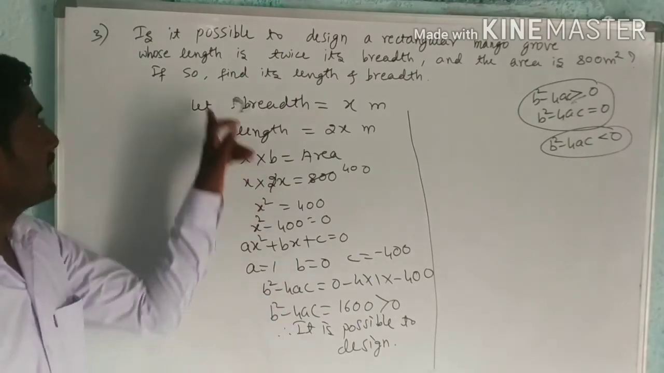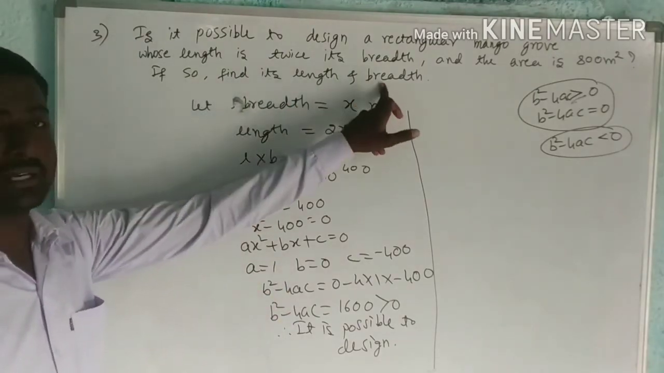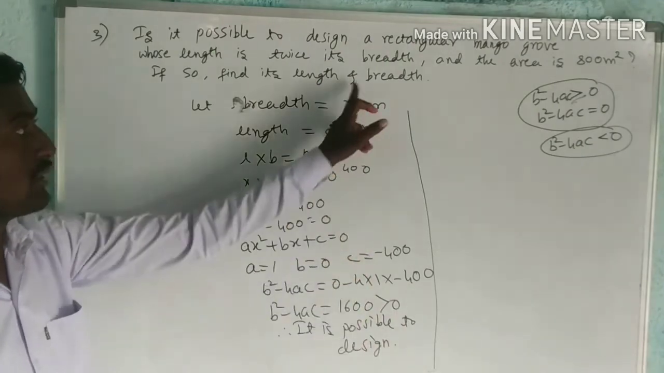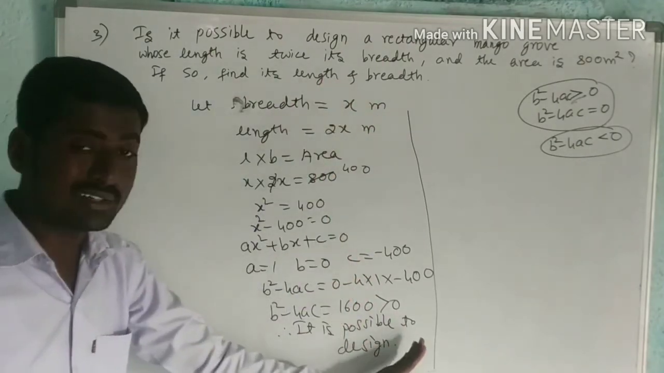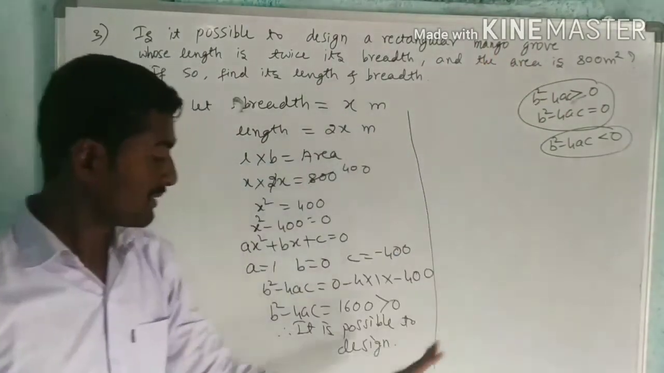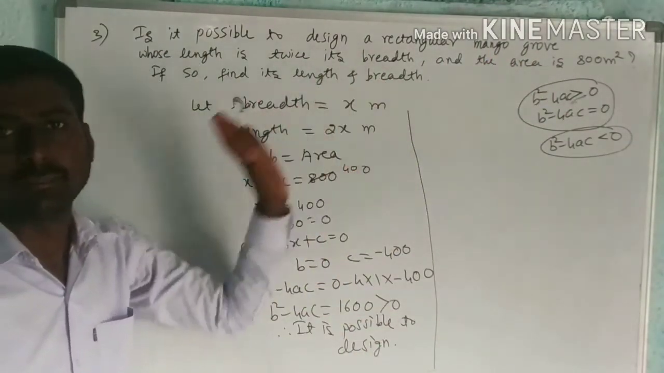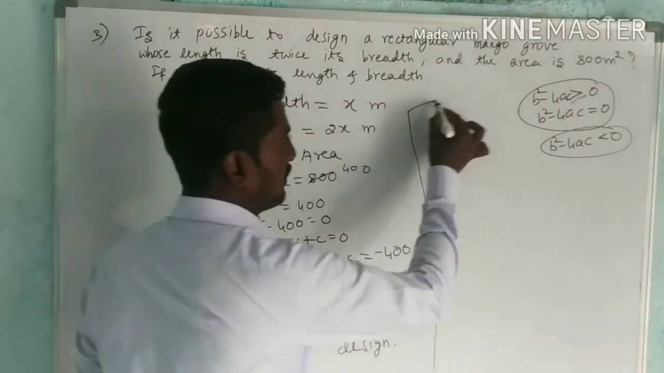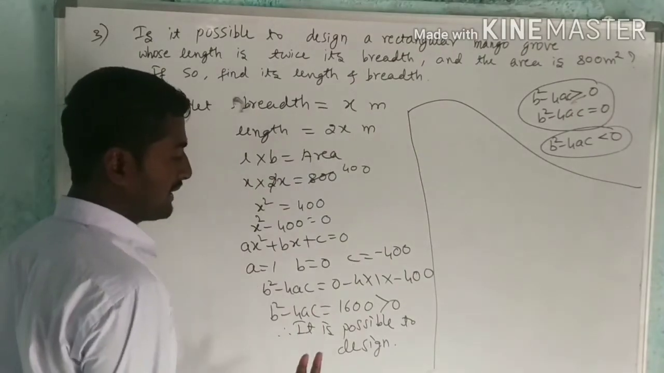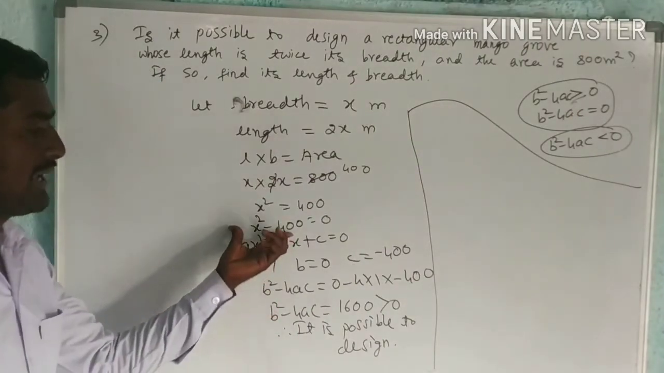Okay. If so, find its length and breadth. It means that if it is possible to design a rectangular mango grove, then we have to find its length and breadth. So it is possible to design. Now I can find its length and breadth. How can I find it? I have to find the value of x.